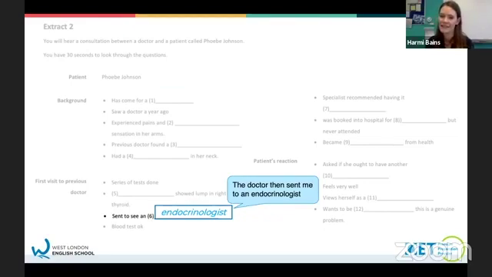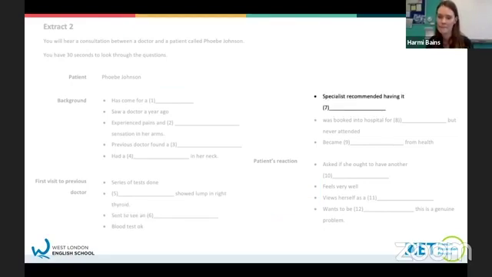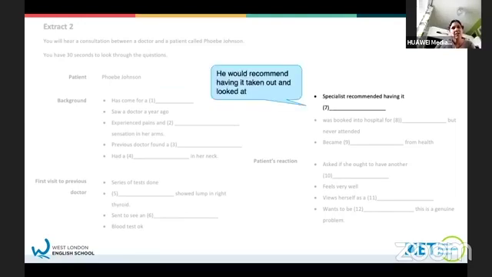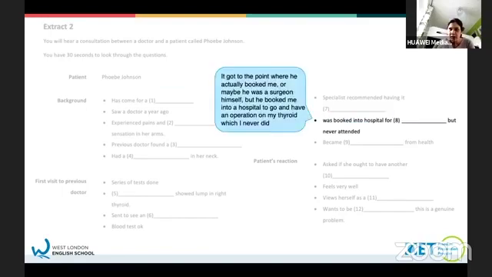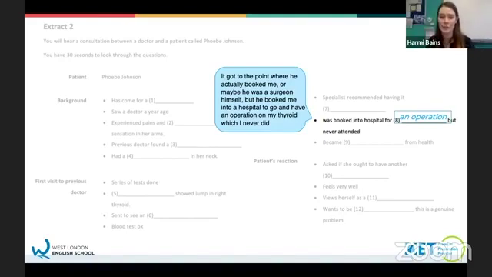What did you have for 7? Blood test. Taken out. Good, taken out and looked at. Okay, number 8. Booked in a hospital for an operation. Good. So she said it got to the point where he actually booked me into a hospital to go and have an operation on my thyroid, which I never did. I put just operation. That will be wrong; it should be an operation. You'd get the mark for it, I think.